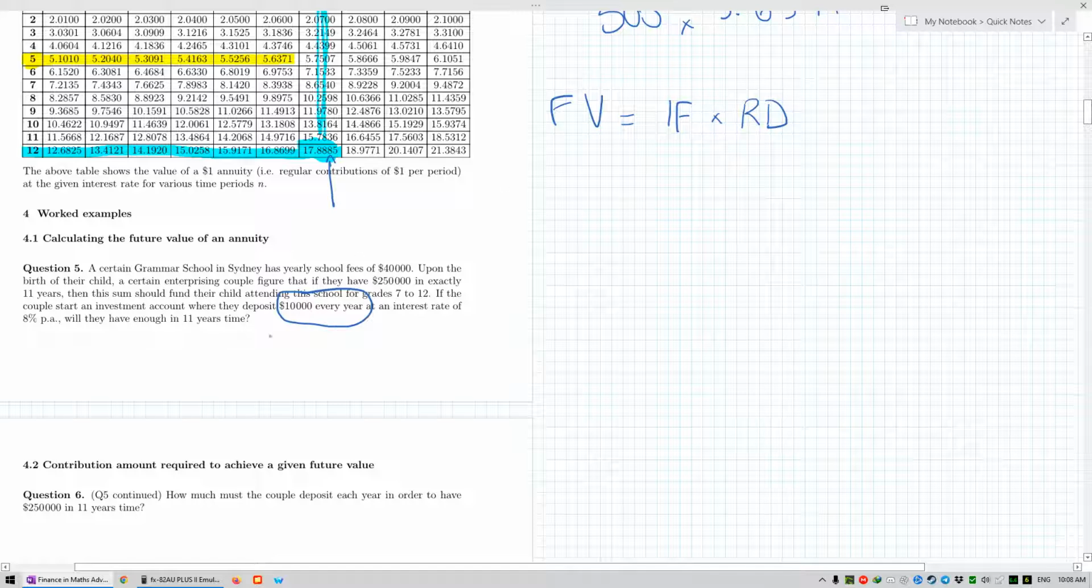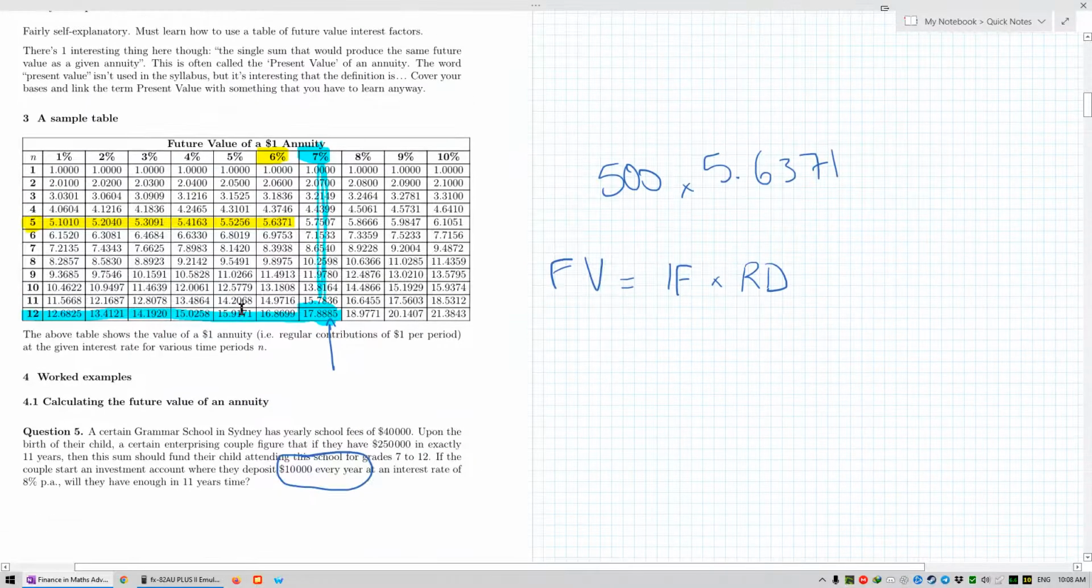Okay, so they're depositing $10,000 every year. That means it's an annuity. That should tell you straight away this is an annuity. At an interest rate of 8% per annum, will they have enough in 11 years' time? So we're going to use the table now. It does say that it's 8% per annum, so straight away we know it's 8%.